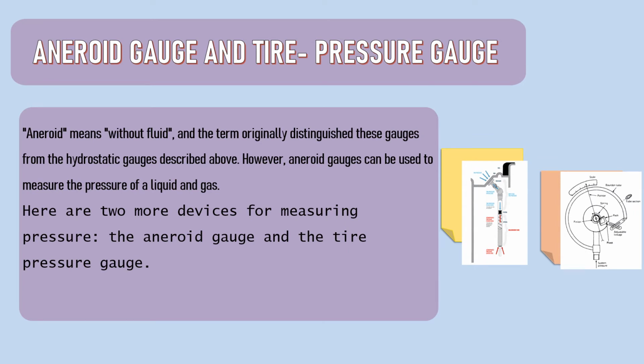The final one is aneroid gauge. Aneroid means without fluid, and the term originally distinguished these gauges from the hydrostatic gauges described above. However, aneroid gauges can be used to measure the pressure of a liquid and gas. Here are stated the 2 more devices for measuring pressure, which are the aneroid gauge and the tire pressure gauge.